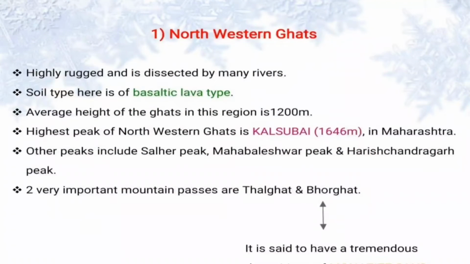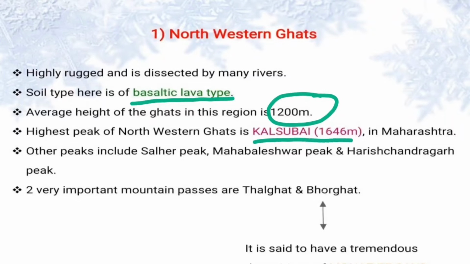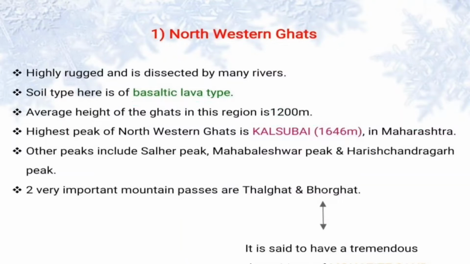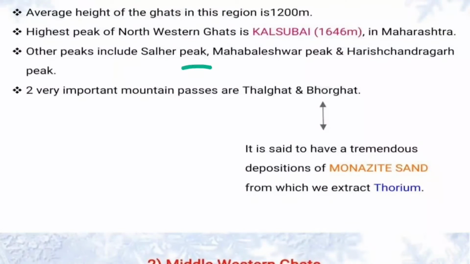The Western Ghats are very much rugged because they have very rocky and uneven surfaces, and the Northwestern Ghats are dissected by many rivers. The soil type we have over there is basaltic, and the average height of the mountain ranges in this particular region is around 1200 meters. The highest peak of the Northwestern Ghats is Kalsubai, which is located in Maharashtra. Other important peaks of this region include the Salher Peak, the Mahabaleshwar Peak, and the Harishchandragarh Peak.